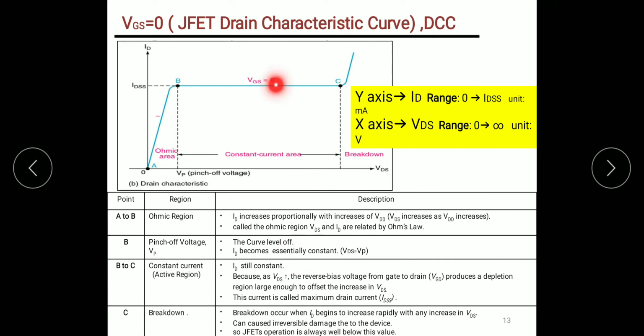Now this active region is where the current is almost constant. ID is still constant because as VDS increases, reverse bias voltage produces a depletion region large enough to offset the increase in VDS, and this current is called maximum drain current, IDSS. Here you can see IDSS. And C's breakdown occurs when we increase the voltage beyond this breakdown voltage. It causes irreversible damage to the device. So JFET is operated always below this value.